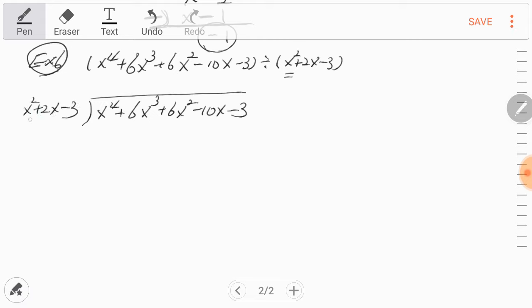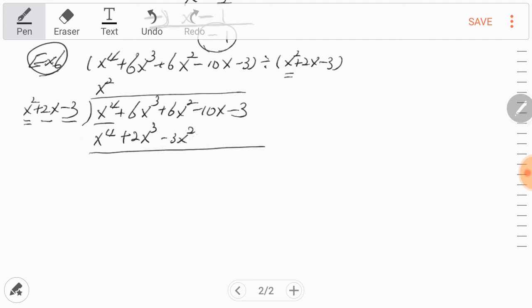Now multiply this x squared by something so that it becomes the first term. So that should be 6x. So the first term is 6x cubed. And then multiply 2x by 6x, so that is plus 12x squared. And multiply negative 3 by 6x, so negative 18x.